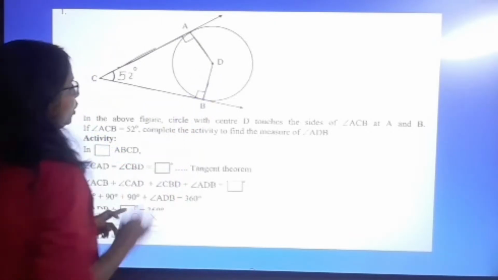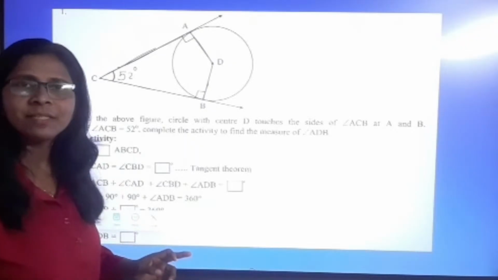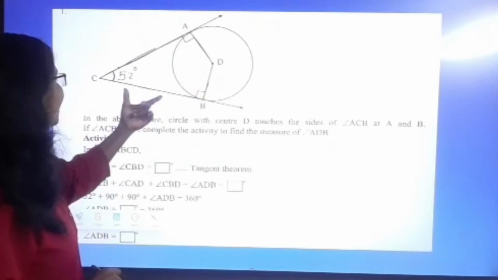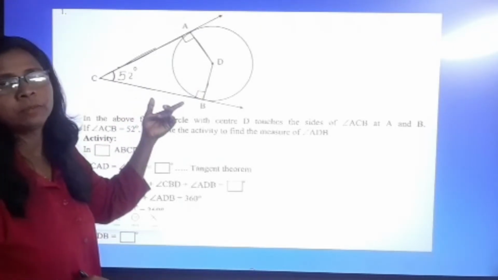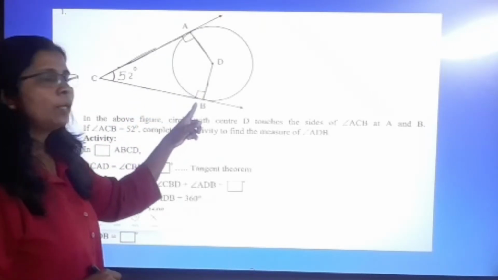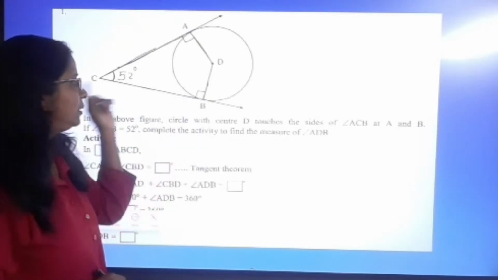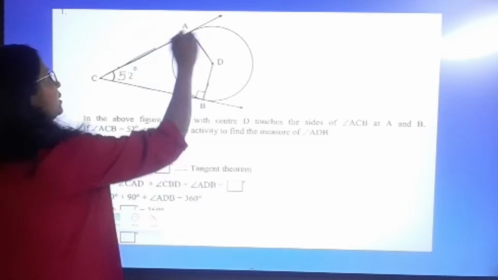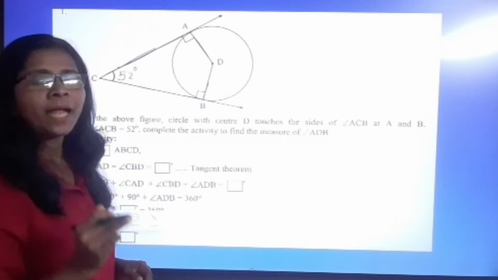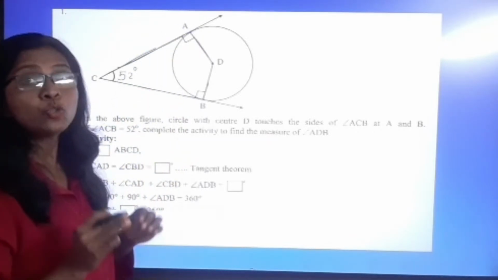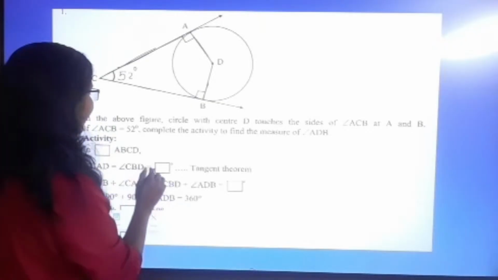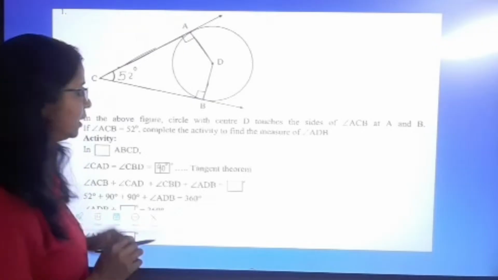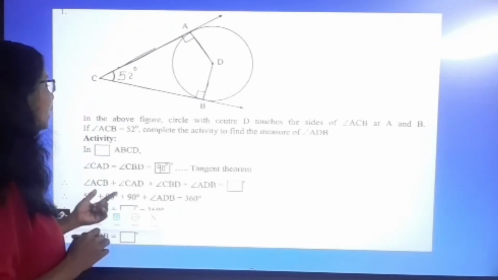So these angles, students, are 90 degrees because of the tangent theorem. DB is the radius and CB is the tangent that touches at the point B, so it makes a 90 degree angle. Here also DA is the radius and CA is the tangent, and that's why this angle is also 90 degrees. So by the tangent theorem, we write down that both the angles are equal to 90 degrees.